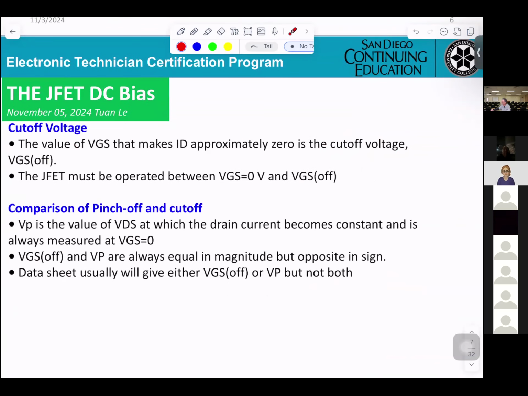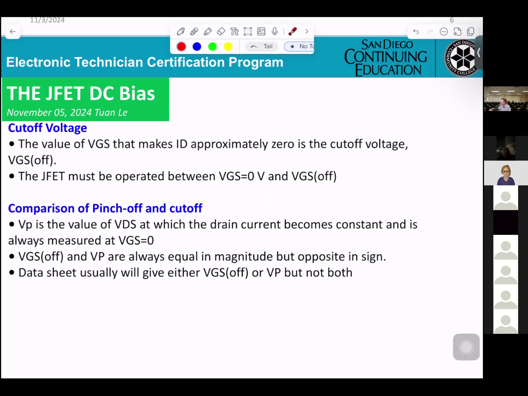Cutoff voltage: the value of VGS that makes ID approximately equal 0. That's what we call cutoff voltage. Cutoff voltage means ID equals 0. A JFET must be operated between VGS equals 0 and VGS off. Comparison of pinch-off and cutoff.